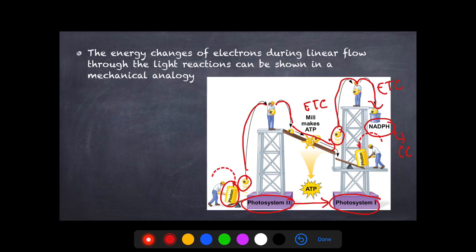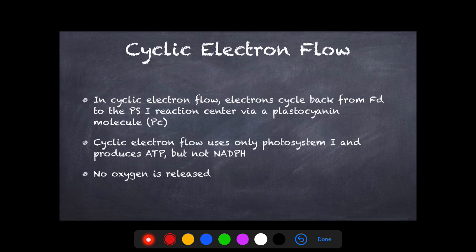So you have two electron transport chains that are really happening. And remember, it always goes from photosystem 2 to photosystem 1. So now we just talked about linear flow, which is the primary passageway. There's also something called cyclic electron flow.